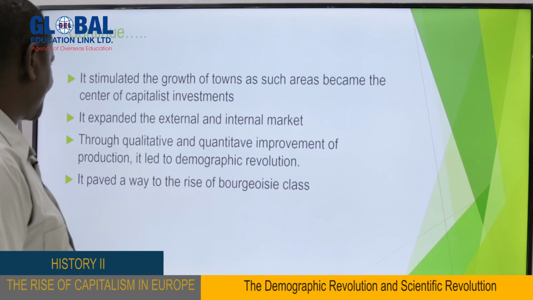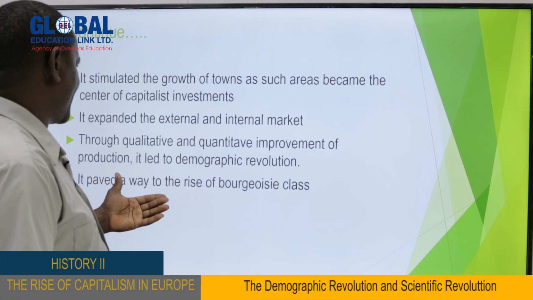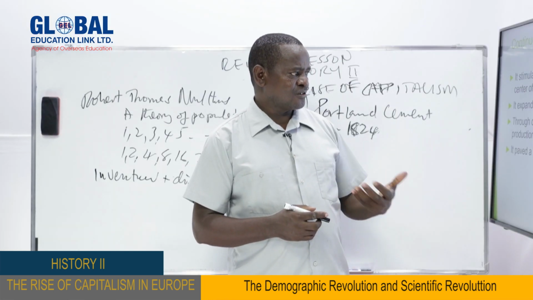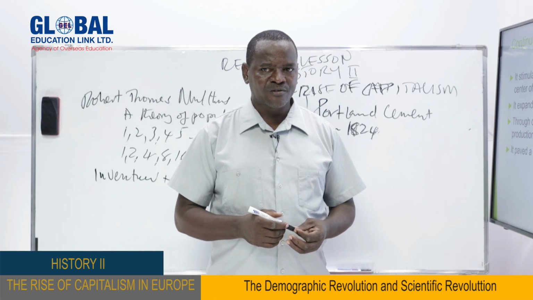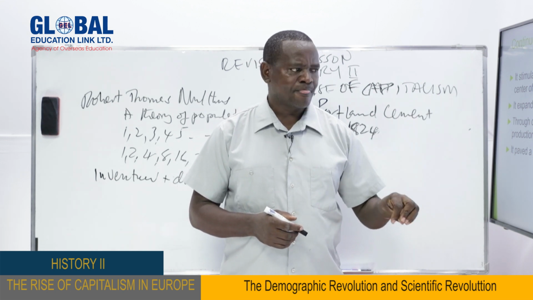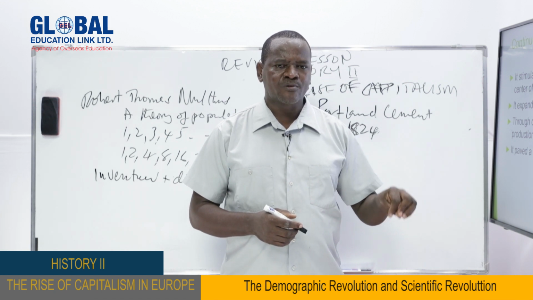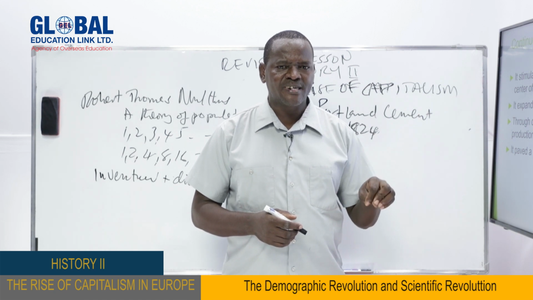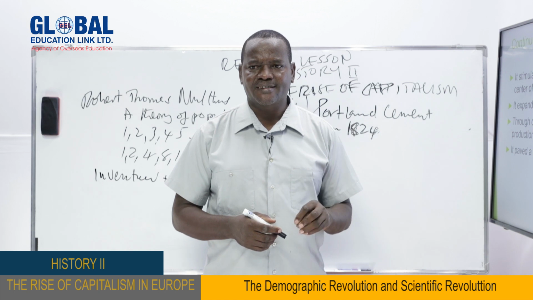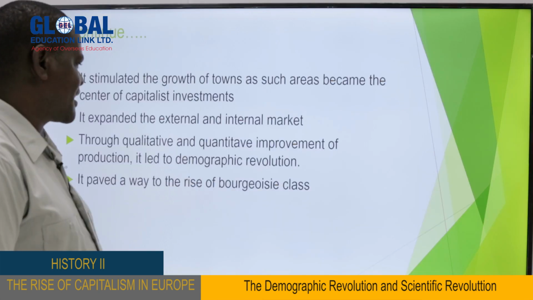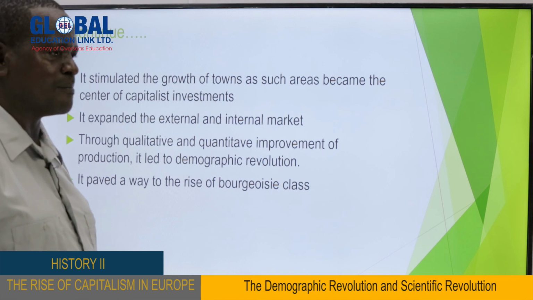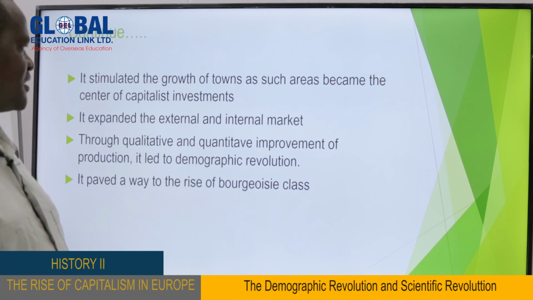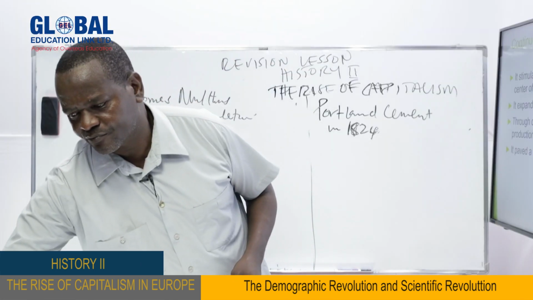The last point, my dear students, or contribution, is that it paved the way for the rise of the bourgeoisie class. The group of people who are called the bourgeoisie rose because of these scientific and technological revolutions. By using improved science and technology, people with capital were able to increase production. And somebody who used to have a very small capital, a petty capitalist, was able to accumulate quite a large amount of capital and become a capitalist, a bourgeoisie. So this is another very important contribution to the rise of capitalism.